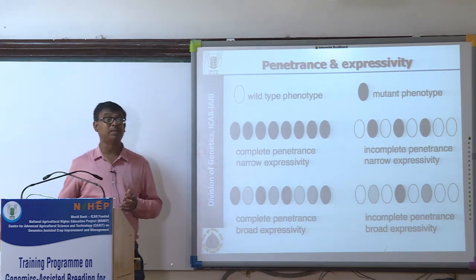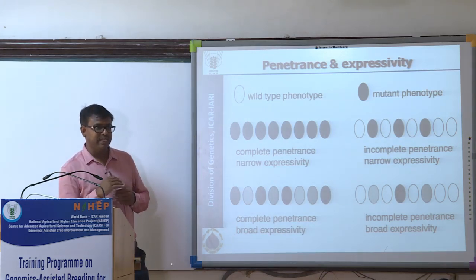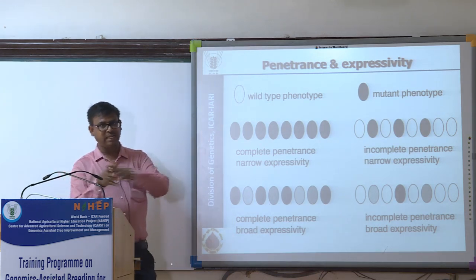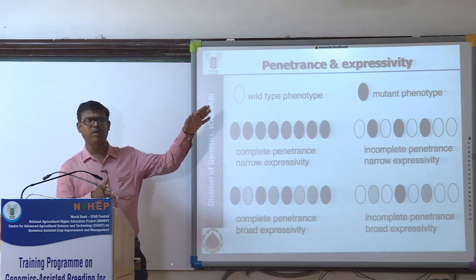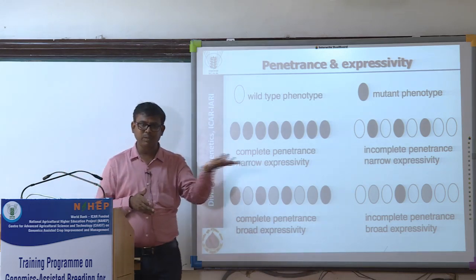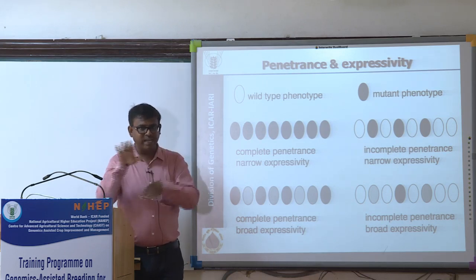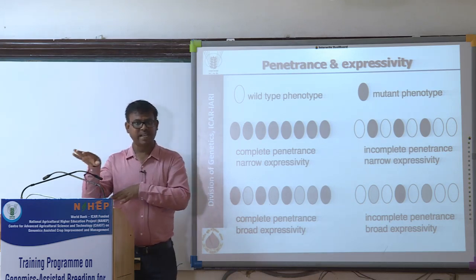Similarly, another thing is expressivity. What is expressivity? It is the degree of expression. So, 90% are giving red color, but the question is whether the red color is uniform or variable. If it is uniform, we call it uniform expressivity. If it is varying, we call it variable expressivity.